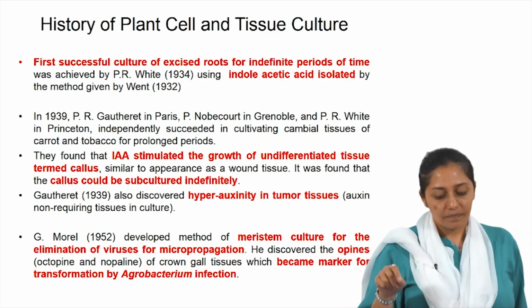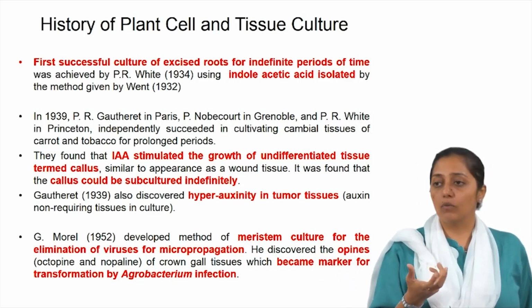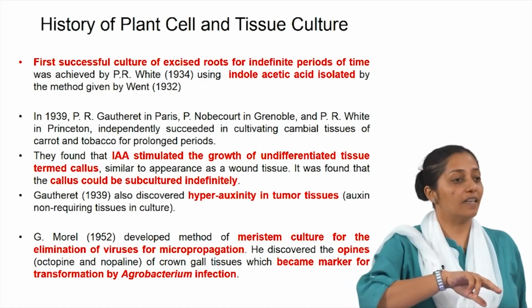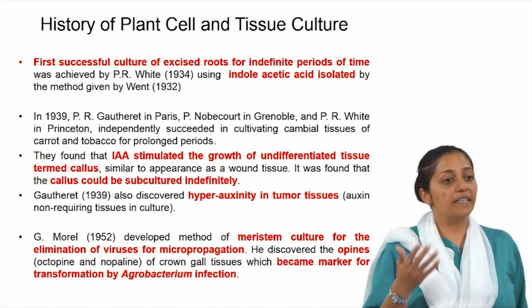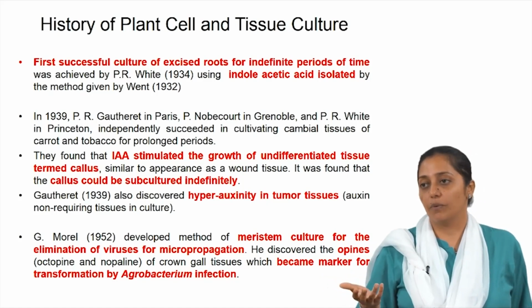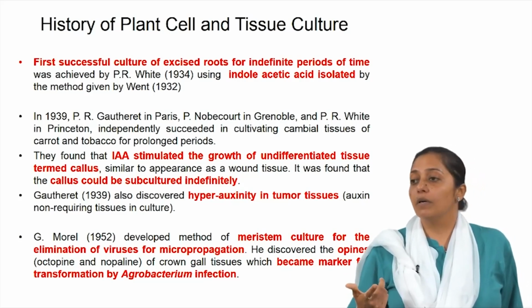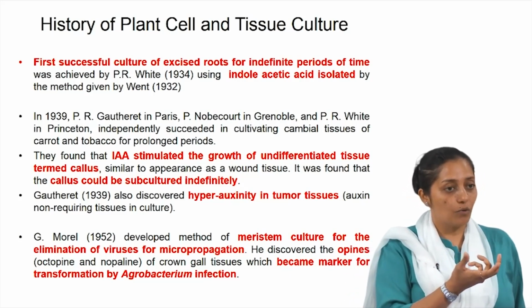Then what they found in crown gall was that there was hormone autonomy, which means that there were genes present which inherently produce auxins in large amounts. So, that was one discovery. Then somebody also found opines present in these crown galls.